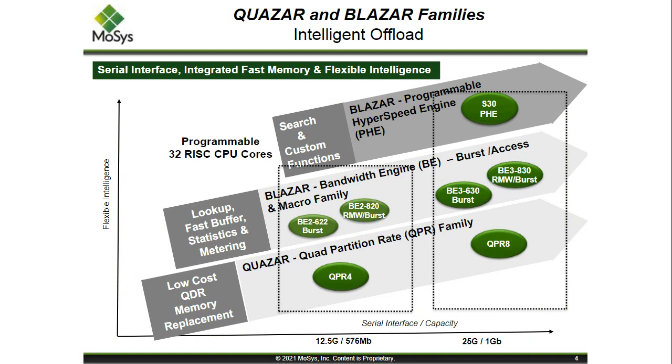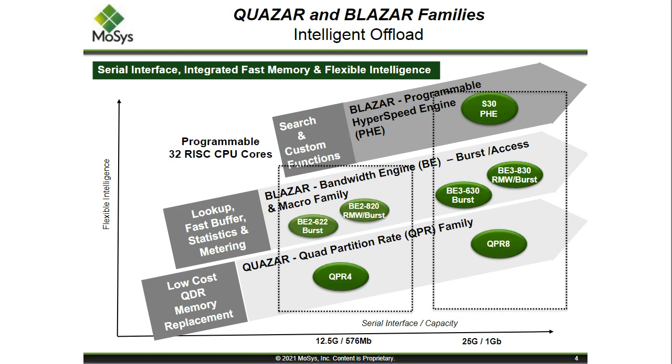What I'm going to start out with here is kind of a roadmap slide that talks about how these products are divided into both an I/O speed and a density. So if you look at the horizontal axis, you'll see the 12.5 gig and the 576 meg. And the box that is drawn above that, those are the products that fit into that category.